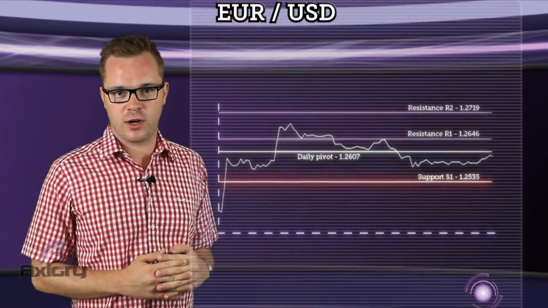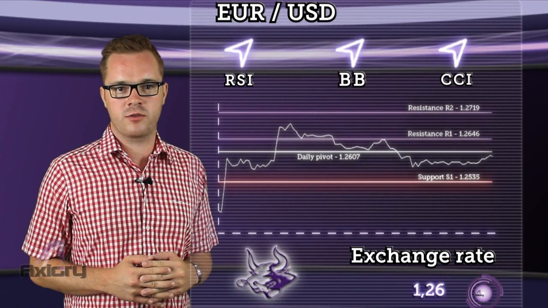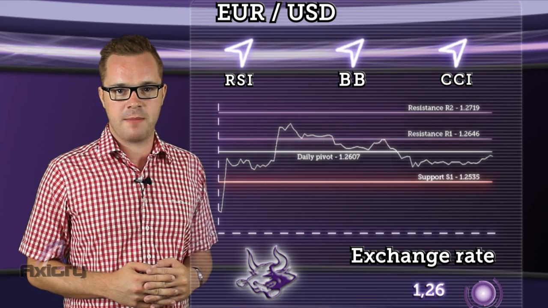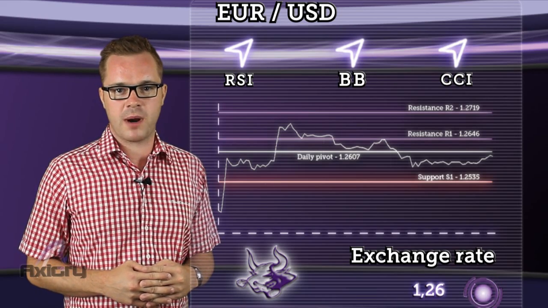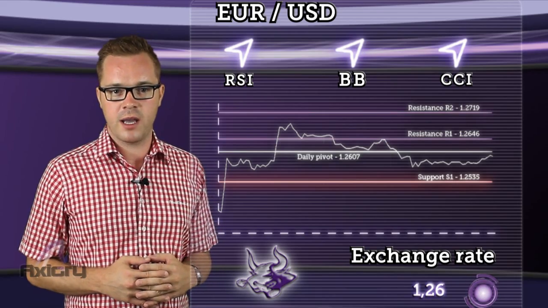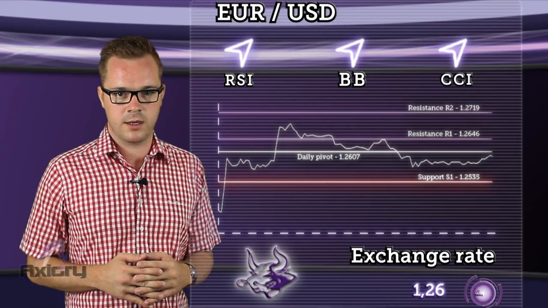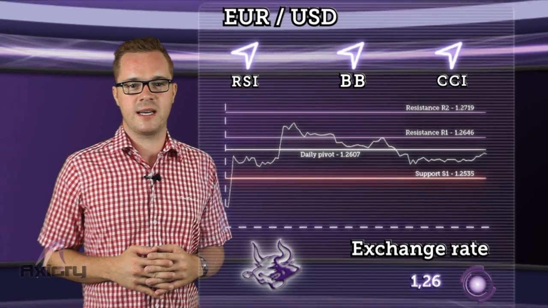Up first is the euro dollar. We're expecting price will retest daily pivot and then rise towards R1 resistance, but further rise may be limited. Sustained rise could break above this level and approach R2. If price rebounds from daily pivot, it will negate previous conclusions, and price will probably focus on support S1. Based on the conclusions for each indicator, we're expecting a bullish trend.